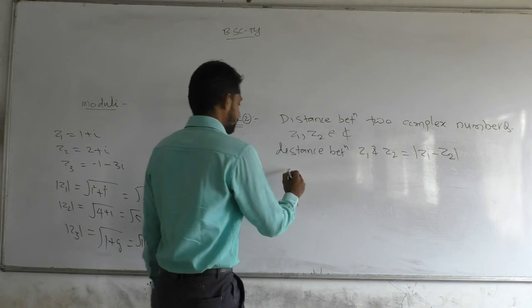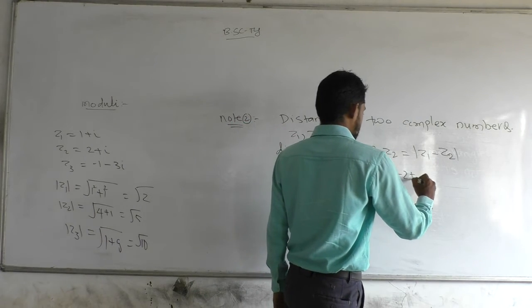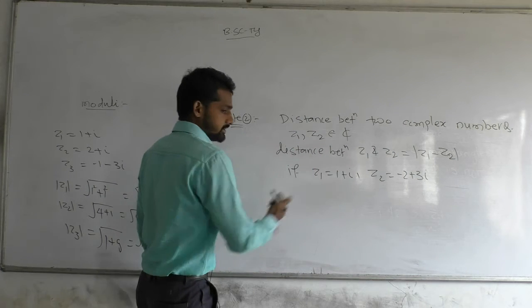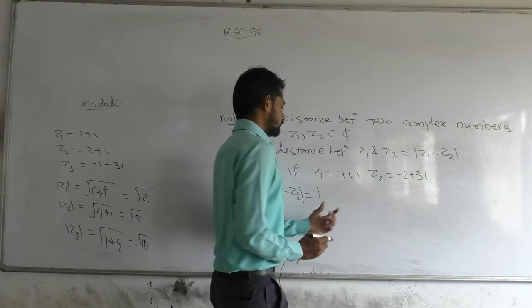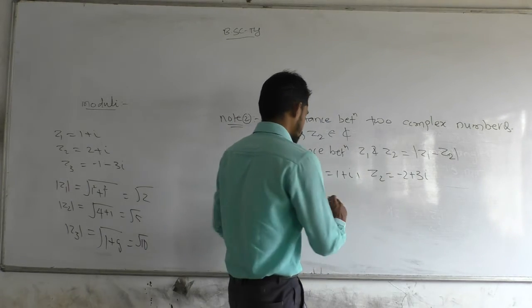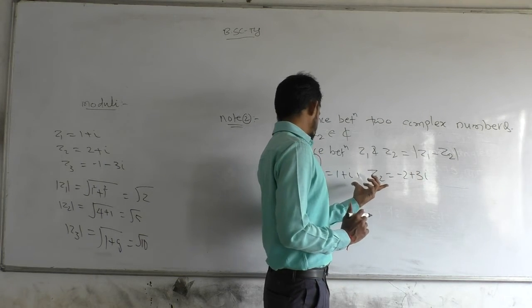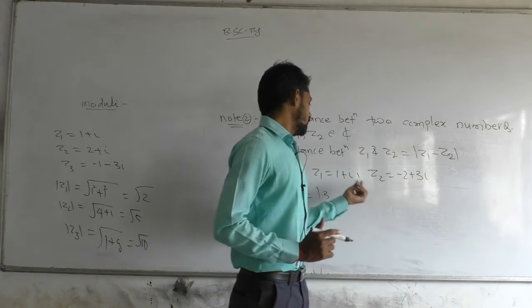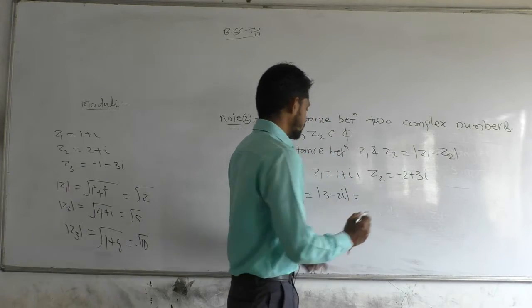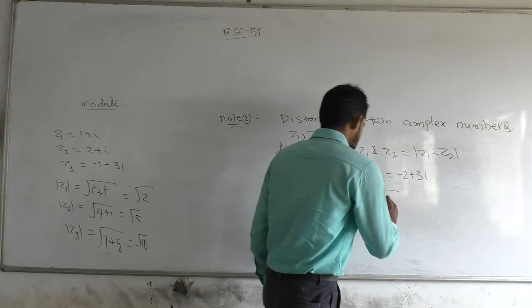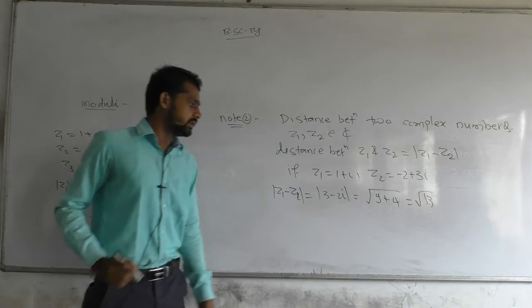For example, if Z1 is equal to 1 plus I, Z2 is equal to minus 2 plus 3I, then find the distance between these 2 points. Mod of Z1 minus Z2 is equal to mod of 1 minus minus 2, that is 1 plus 2 which is 3, and imaginary parts 1 minus 3, minus 2I. So the absolute value of this number is root of 9 plus 4, which is equal to root 13. Hence the distance between these two complex numbers is root 13.